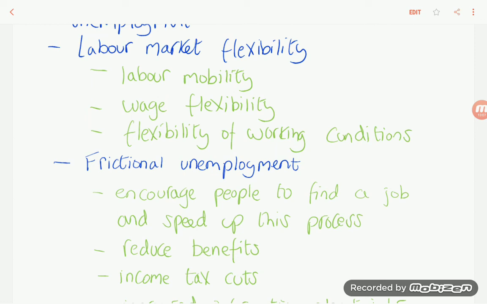For example, labour mobility can be tackled by the same policies that are used to reduce structural unemployment. Governments can improve wage flexibility by scrapping the NMW, the National Minimum Wage, and limiting trade union power. The flexibility of working arrangements could be improved if the government passed laws that made it easier for firms to hire workers on short-term or zero-hour contracts.